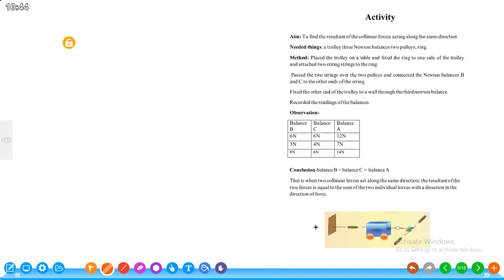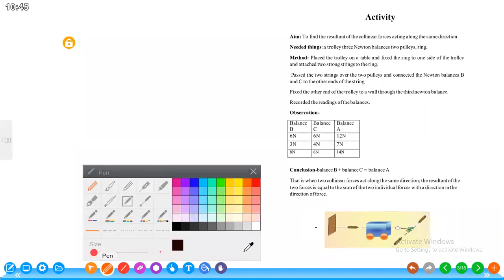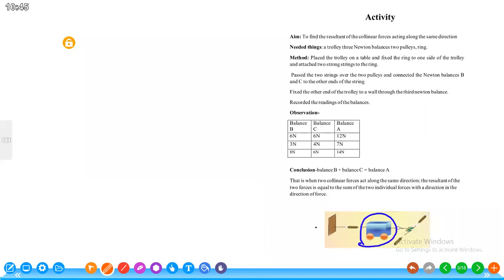First of all, place the trolley on the table and fix the ring to one side. This is the trolley, students, imagine it. Place the trolley on the table, fix the ring to one side of the trolley, and attach the two strong strings to the ring. Right, this is the string.